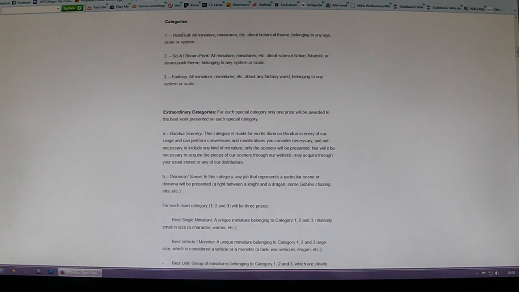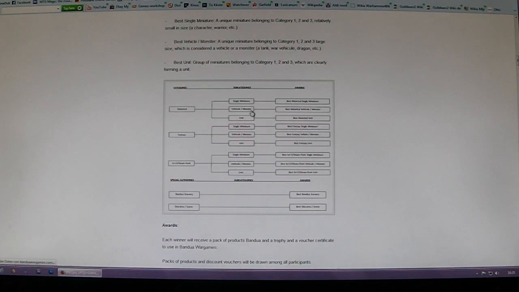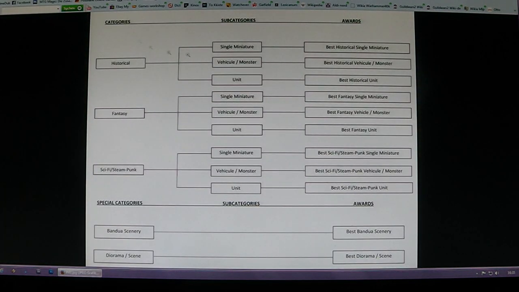We have categories in this painting competition: historical miniatures, sci-fi miniatures and steampunk, and fantasy. And in all these categories, we have here the different subsections. So in historical, we have single miniature, vehicle or monster, unit, and the same goes for fantasy and sci-fi and steampunk. And in each category will be one winner. And also we have the sub-categories Bandua scenery, with Bandua wargame scenery, and one diorama.